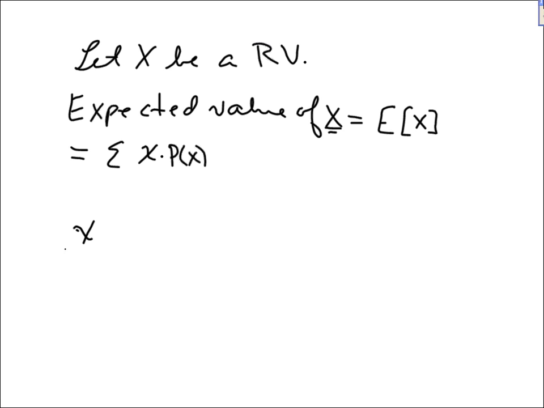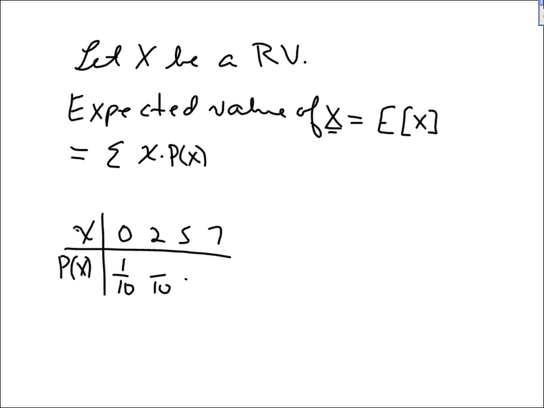For example, if x can take on 0, 2, 5, and 7, and the probability of 0 is 1/10, the probability of getting 2 is 3/10, and of getting 5 is 2/10, and then of getting a 7 is 4/10. I tried very hard, and it looks like I succeeded in having those probabilities add up to 1.